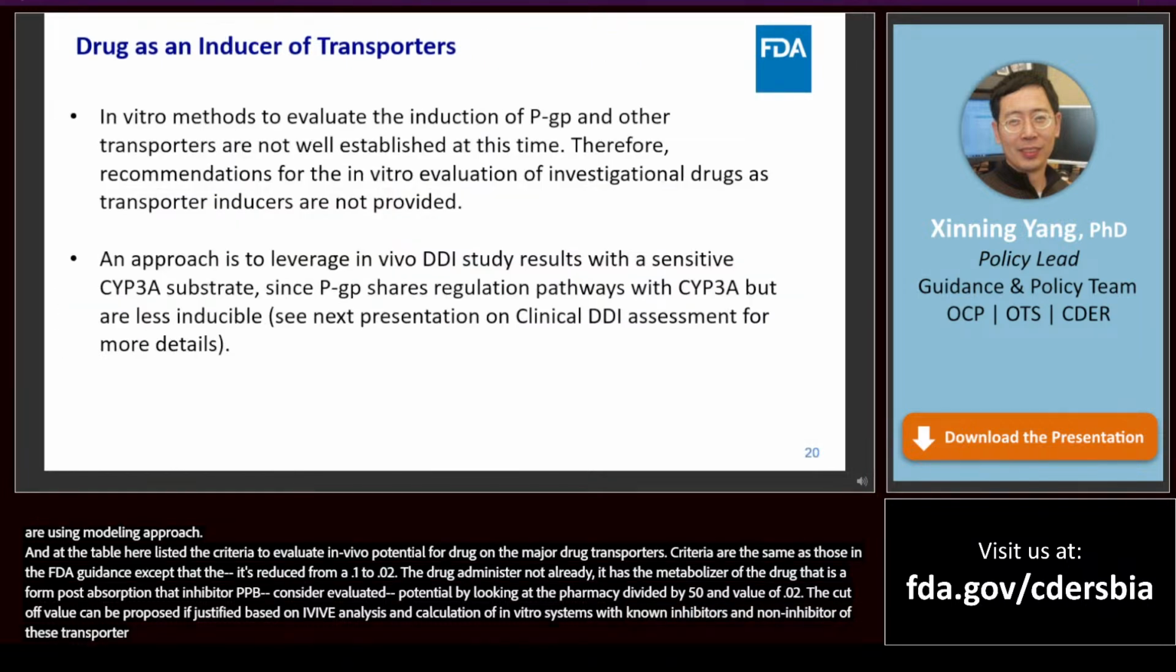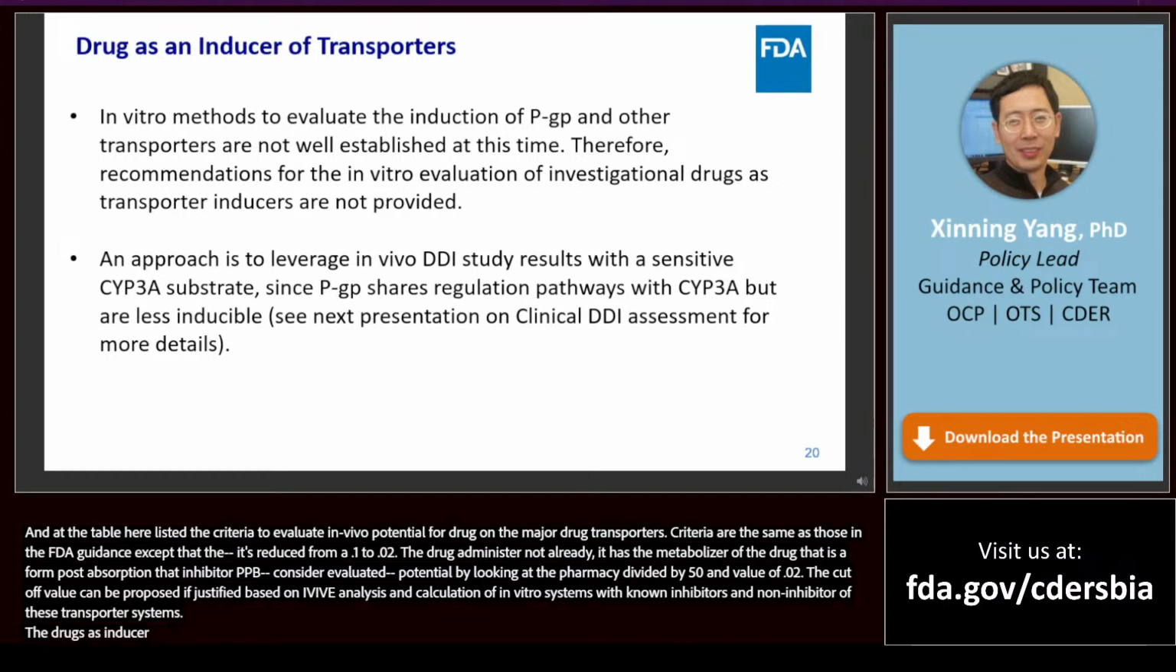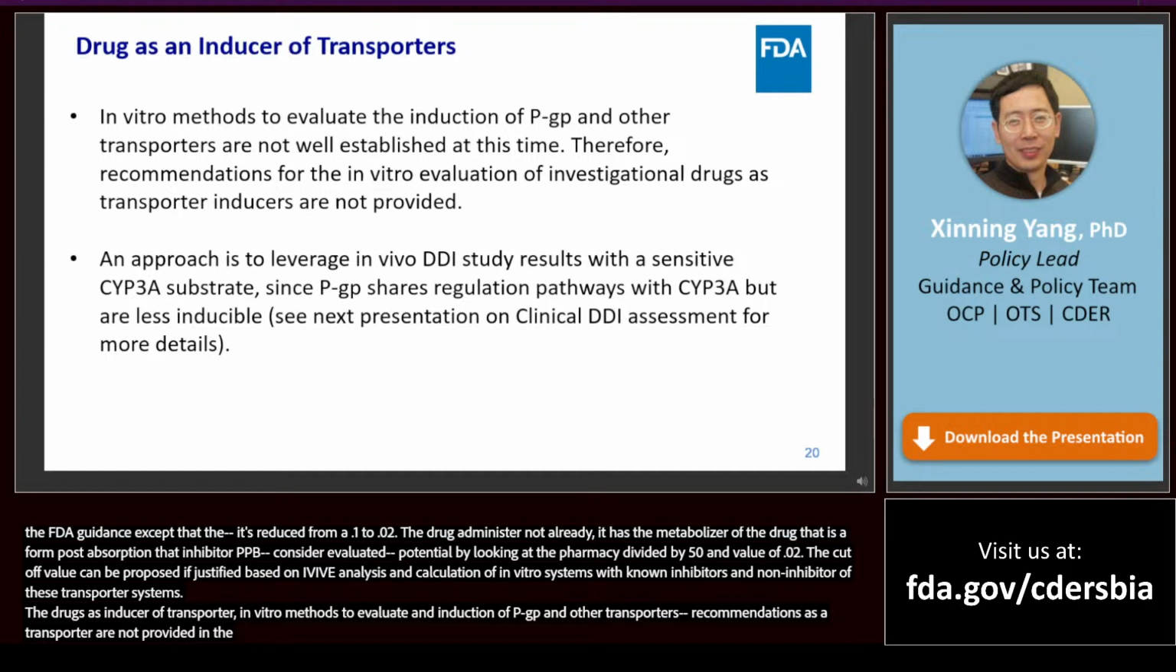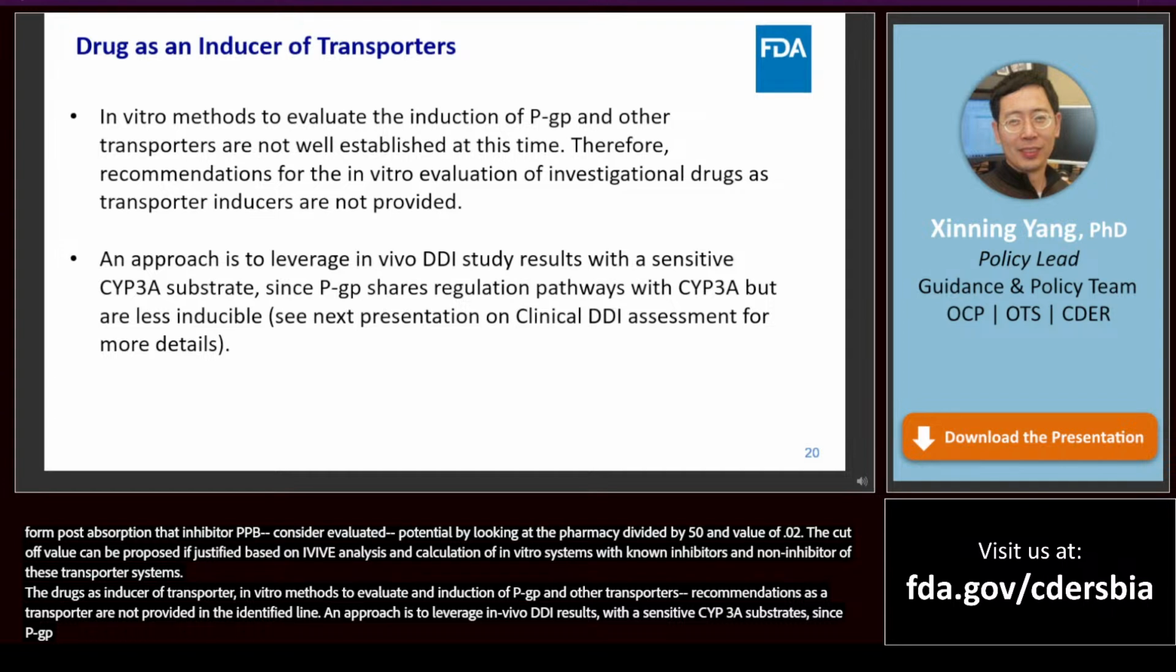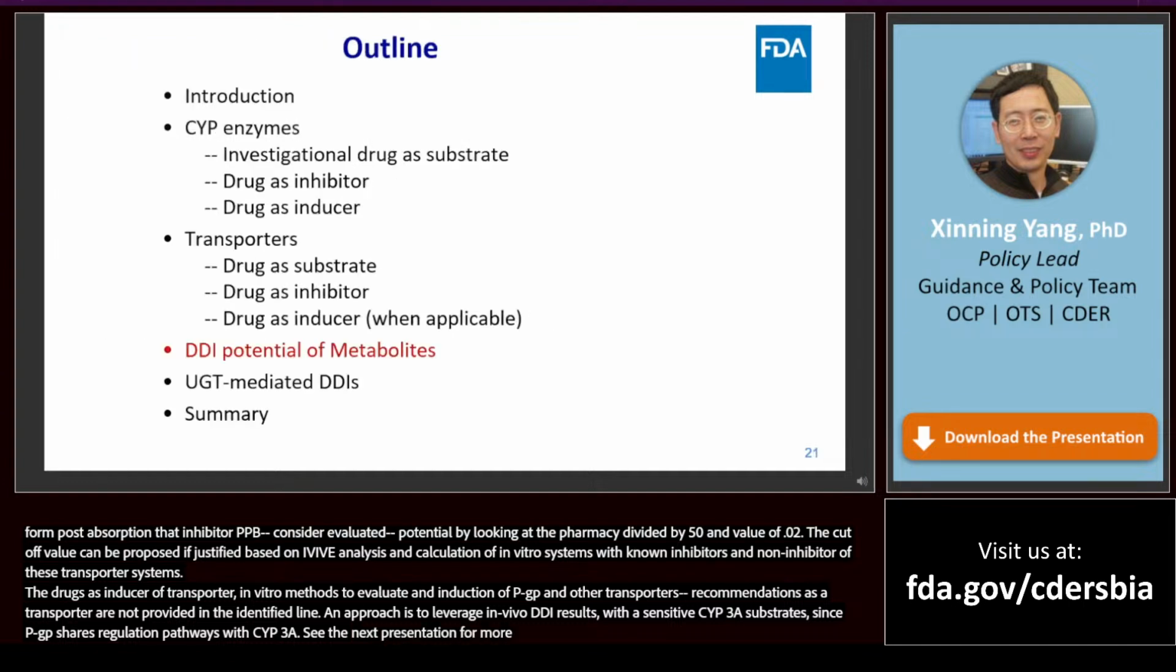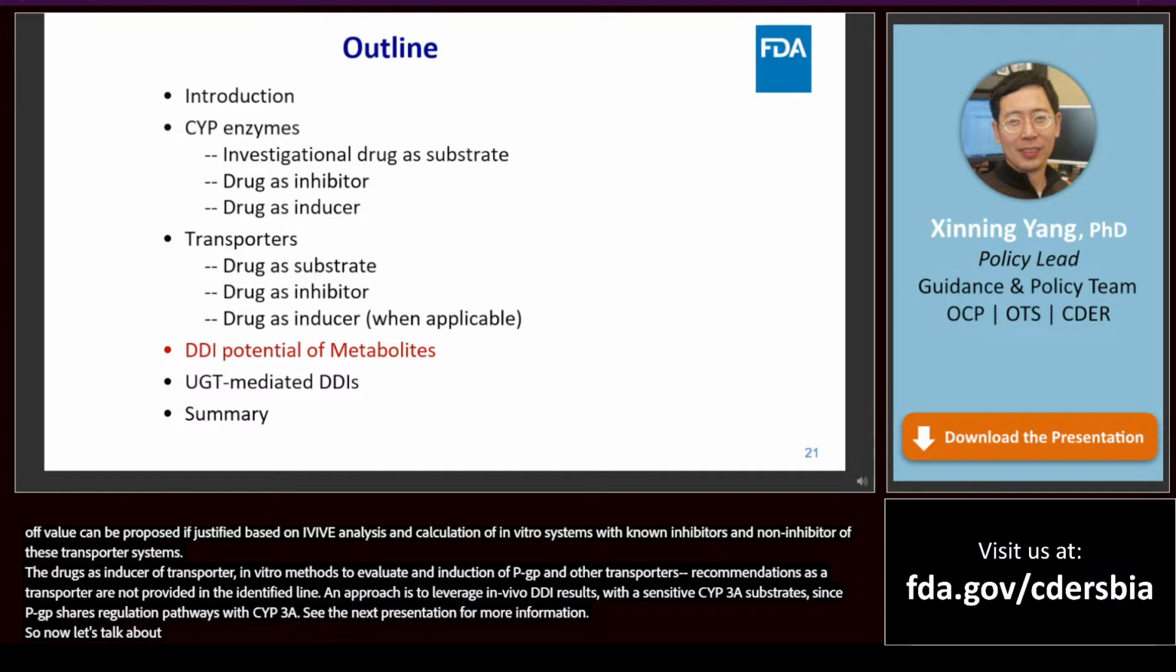So for drugs as inducers of transporters, in vitro methods to evaluate this are not well established at this time. Therefore, recommendations for the in vitro evaluation of a drug as a transporter inducer are not provided in the guideline. An approach is to leverage in vivo DDI results with a sensitive CYP3A substrate, because PGP shares the same regulatory pathway with CYP3A, but is less inducible. Please see the next presentation by Dr. Reynolds for more.